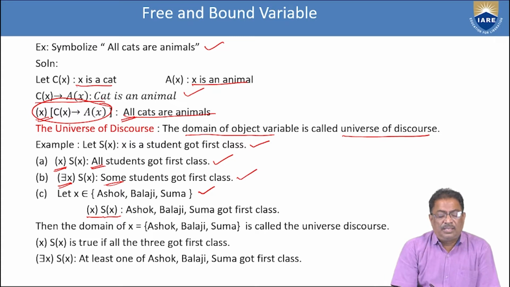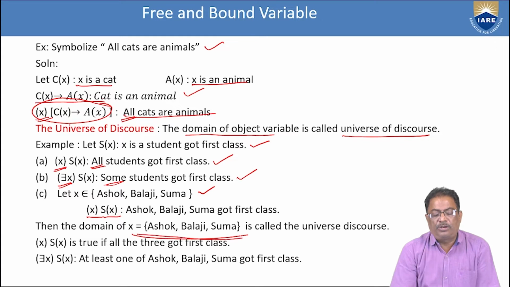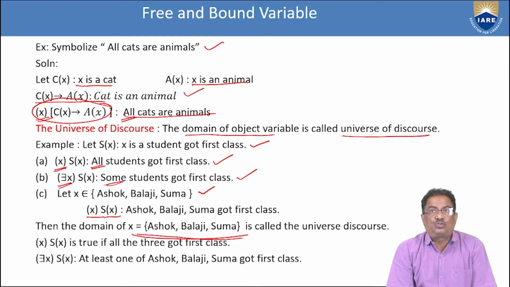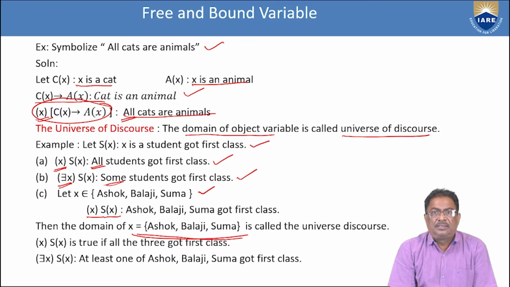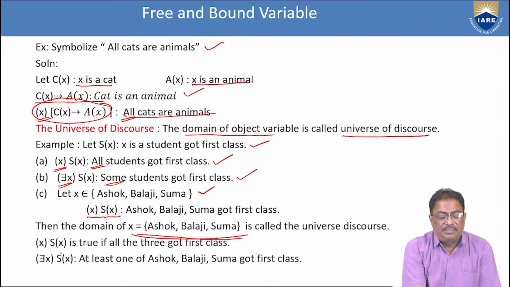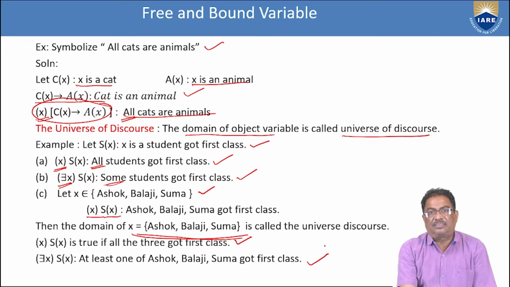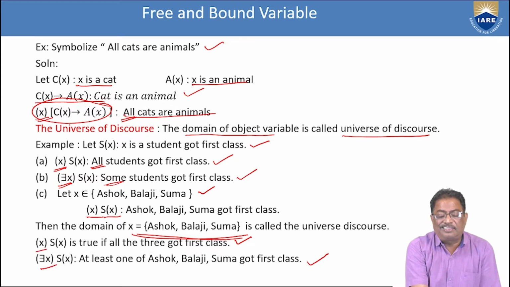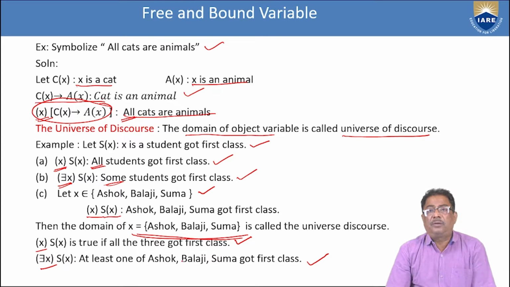Whatever domain we consider is called the universe of discourse. Here x is Ashok, Balaji and Suma, so this is the universe of discourse. For every x, if s of x is true, then all three got first class. There exists means at least one, Ashok or Balaji or Suma, got first class. So for all, every member in the domain got first class, while there exists means some one of them.